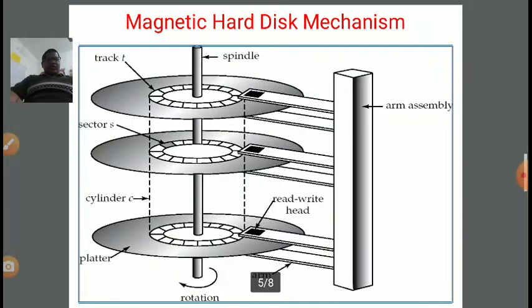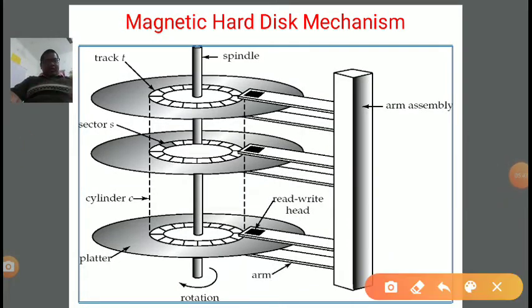Now we are discussing the magnetic hard disk mechanism. If you see this diagram, I am taking the marker. The circular thing is called what? Track. So there are various tracks. Suppose this is track 1, track 2, track 3, like this. And in between, the vertical line is called the spindle. This is the base for all the tracks. The tracks move in the circular direction with the help of this spindle, right?